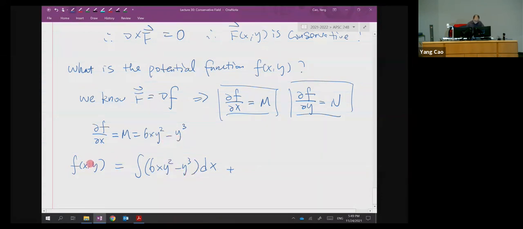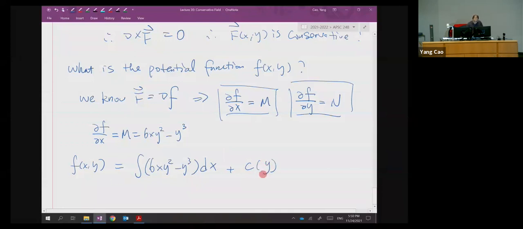Or in other words, if I take a partial derivative of f with respect to x, I should get back to this term. So whatever I add over here shouldn't affect this partial derivative, partial f, partial x. If you add a constant c, of course, it has no effect. But technically, you should not add a constant c. You should add a function of y, exactly.